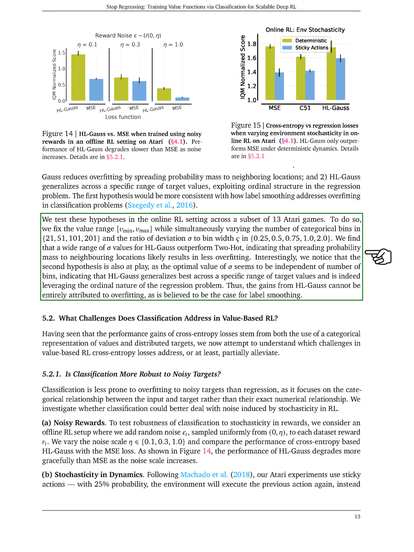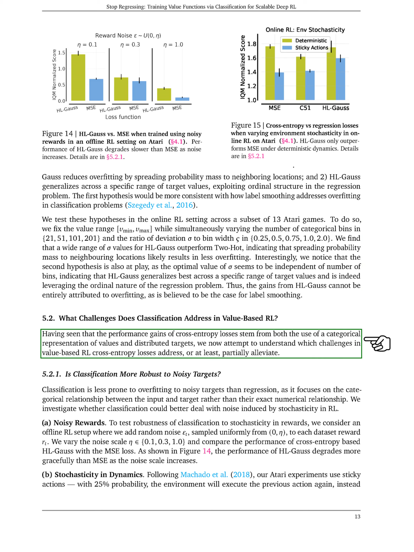Section: What challenges does classification address in value-based RL? In this section, we delve into the challenges that classification addresses in the realm of value-based reinforcement learning, RL. We've observed that the improvements in performance from cross-entropy losses are due to both the adoption of a categorical representation of values and the use of distributed targets. Now, we aim to understand the specific challenges in value-based RL that cross-entropy losses help to mitigate, at least to some extent. First, we explore whether classification is more resilient to noisy targets compared to regression.